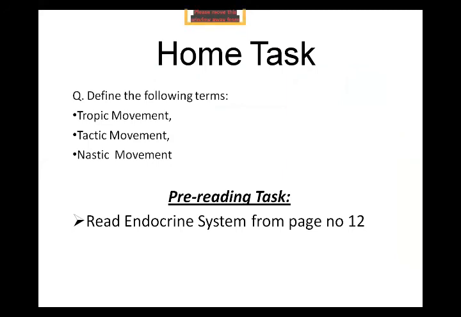Now I will explain to you the home task. Define the following terms: tropic movement, tactic movement, and nastic movement. Only you will define the definition of the tropic movement, tactic movement, and nastic movement. And also you read the endocrine system from page number 12. This is your home task. Define the following terms: tropic movement, tactic movement, and nastic movement. And also you will read the endocrine system from page number 12.